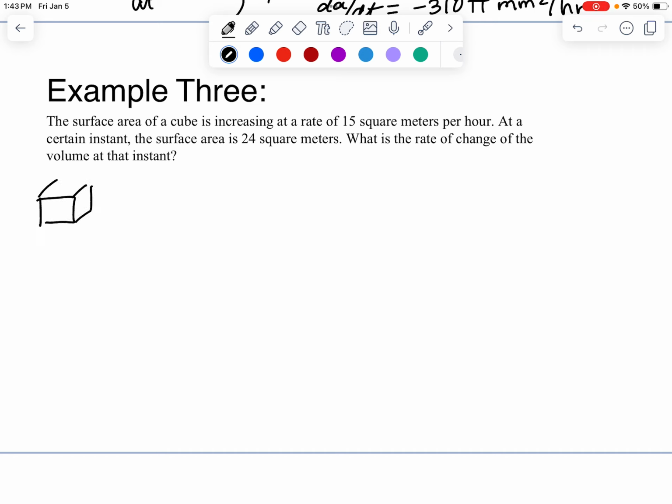The surface area of a cube is increasing, so it's going to get bigger. The surface area is increasing at a rate of 15 square meters per hour. At a certain instant, the surface area is 24 square meters. What is the rate of change of the volume?